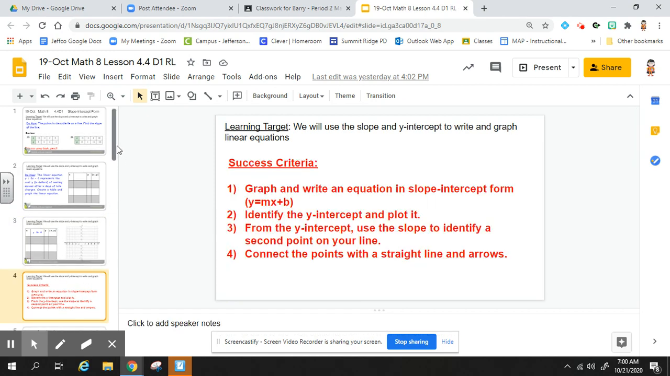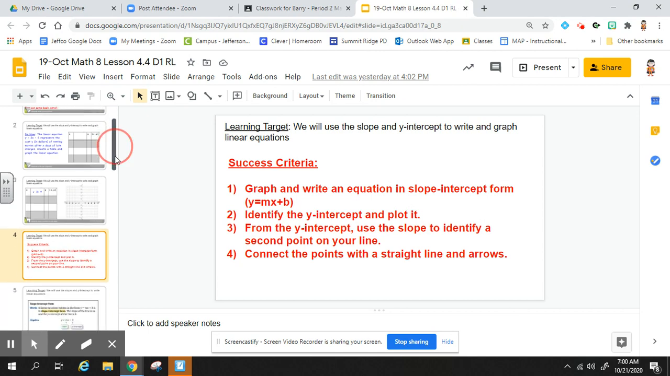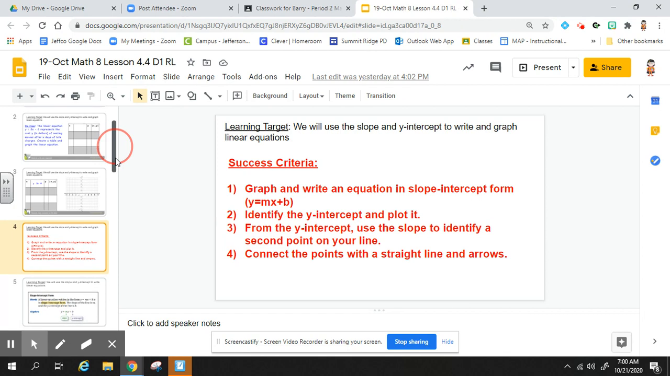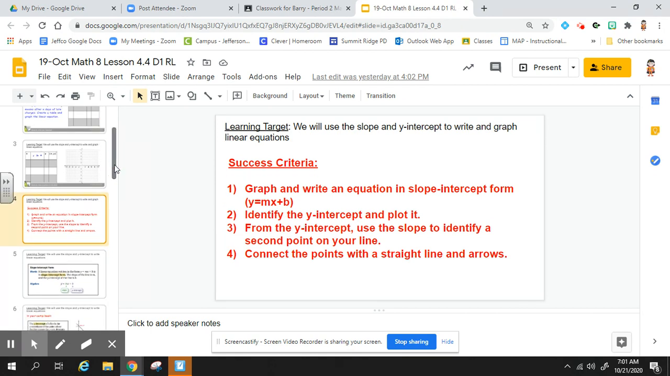This next slide is the success criteria of our learning target. We will use the slope and y-intercept to write and graph linear equations. Number 1, graph and write an equation in slope-intercept form. Y equals mx plus b. Remember that equation. Step 2, identify the y-intercept and plot it. Step 3, from that y-intercept, use the slope to identify a second point on your line. Remember that slope is rise over run, change in y over change in x.